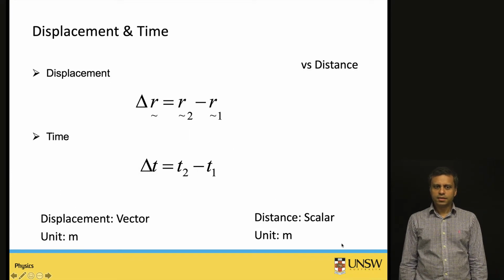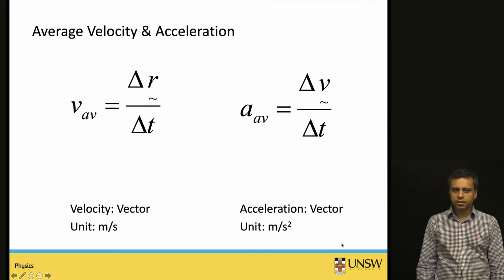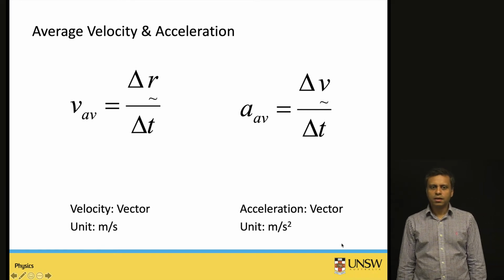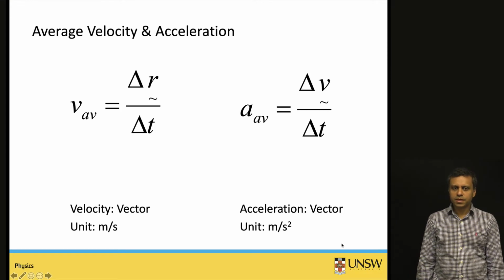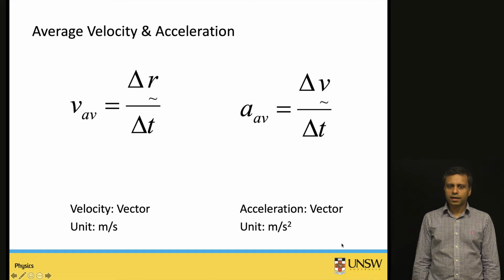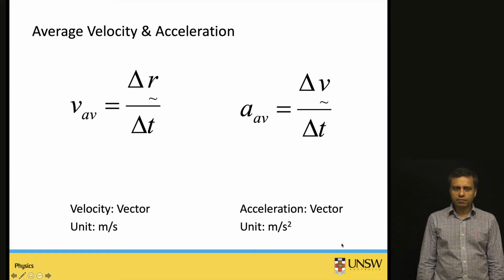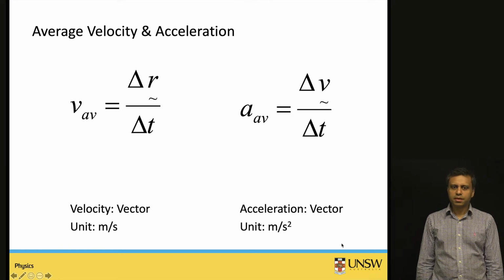Then this takes us to our next variable, the velocity. In this case, we will define the average velocity first. Average velocity is defined as displacement over some time interval, so in this case, delta r over delta t. And remember, delta t is a scalar, but delta r is a vector, so average velocity also is a vector. Its unit is meters per second.